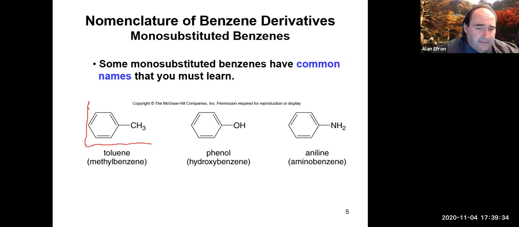So if you have a benzene ring with a methyl group on it, it technically is methylbenzene, but it has a historical name known as toluene, and people really still use that name a lot. So if you see somebody say toluene, it basically refers to a benzene ring with a methyl group on it. Again, it's one of those historical names that is still used a lot.